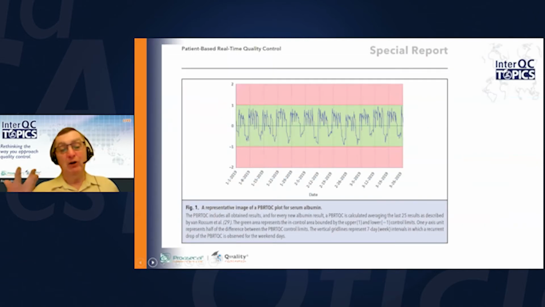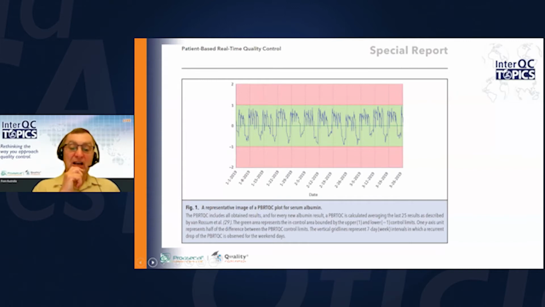And if you're wondering what it looks like in terms of a plot, it looks just like this. This is an example of a patient-based real-time QC Levey-Jennings chart, effectively, for albumin. And you can see it looks just like everything you're used to. There are some control limits on the side. There's a pink area, which describes when you're out of control, and there's a green area when you're in control. And the 0 point represents the long-term average of the samples.